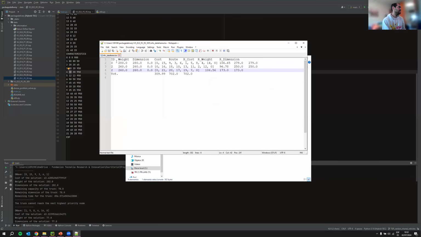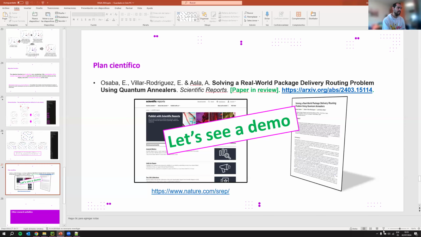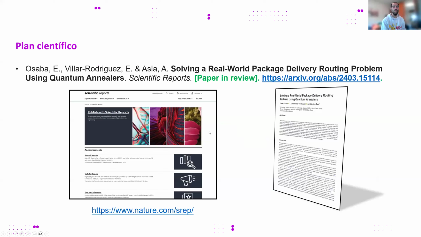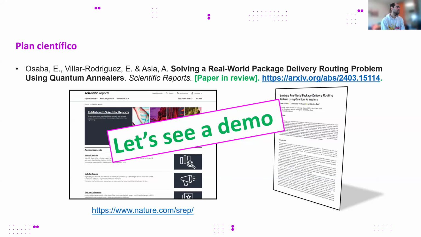Okay, so this is the first of the routes. It is conducted by the first of the vehicles. This is the overall cost of the route, the accumulated weight, the accumulated dimension, and the characteristics of the three different routes, and also the total, which is the total cost of this solution and the total weight and the dimension. And okay, I think that's all from the presentation.